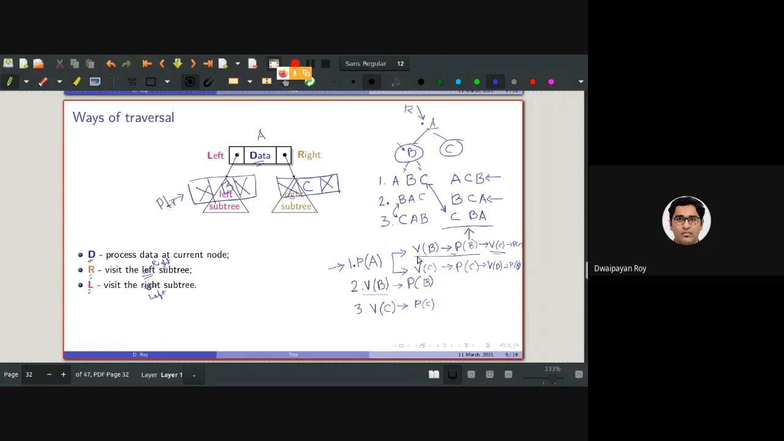But we need to, after visiting B, take this pointer to C. And there is only one way from B to C, that is through this, via this A. Then how will we be able to visit C? Anyone?